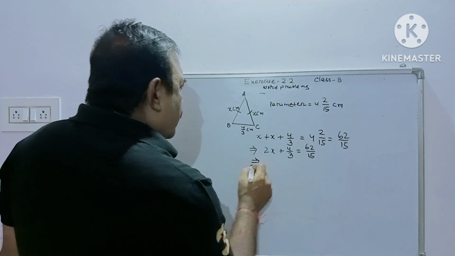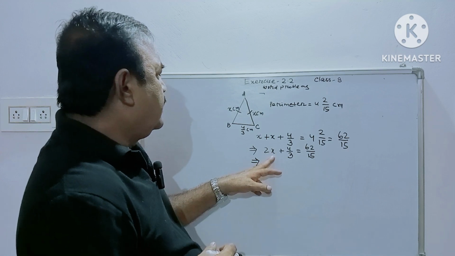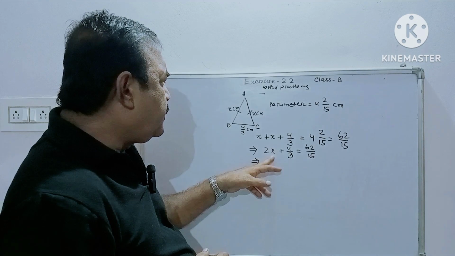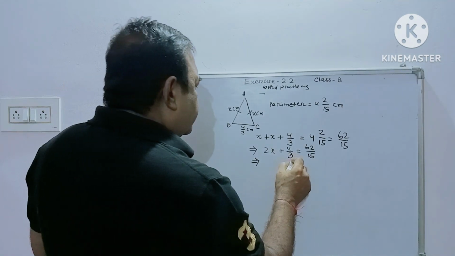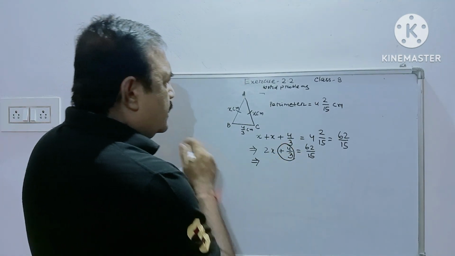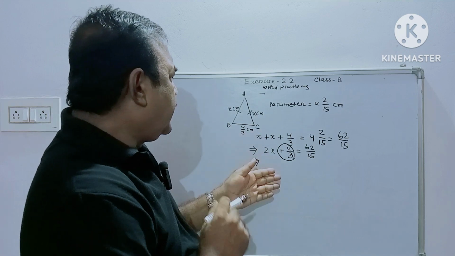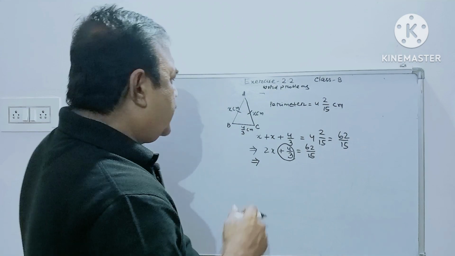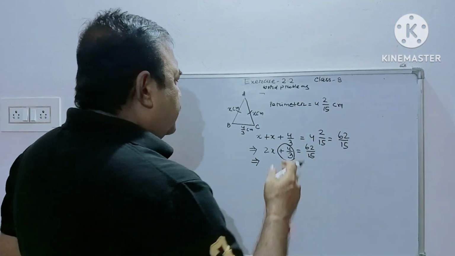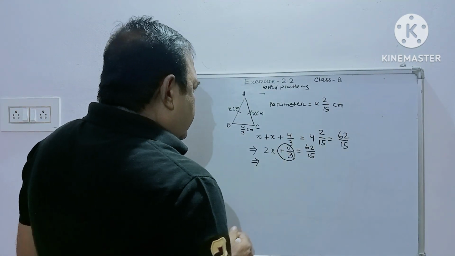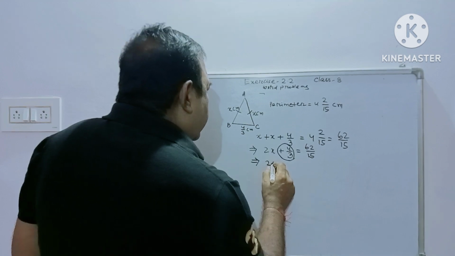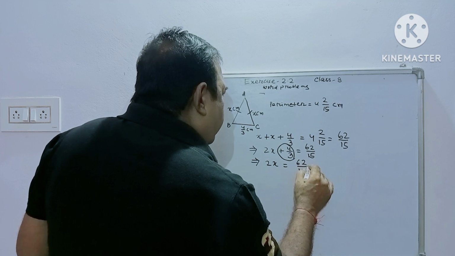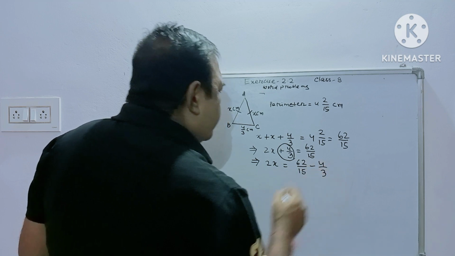So we have to isolate the variable. So what we have to do? Now we have to transpose. So plus 4 upon 3 will be transposed to the right hand side. So the sign will be changed. The inverse operation, that will be minus 4 upon 3 in the right hand side. So that implies 2x is equal to 62 upon 15 minus 4 upon 3.